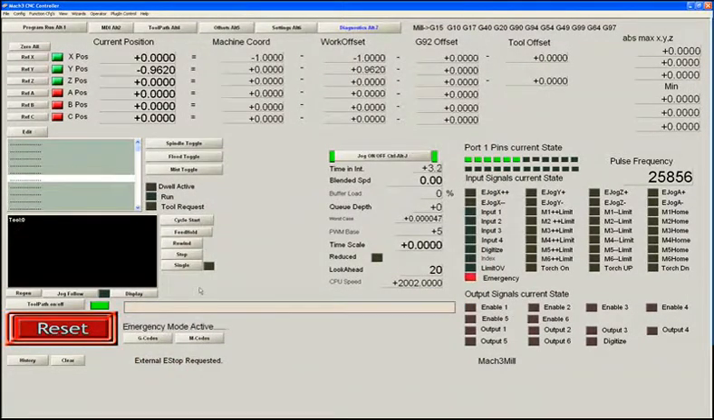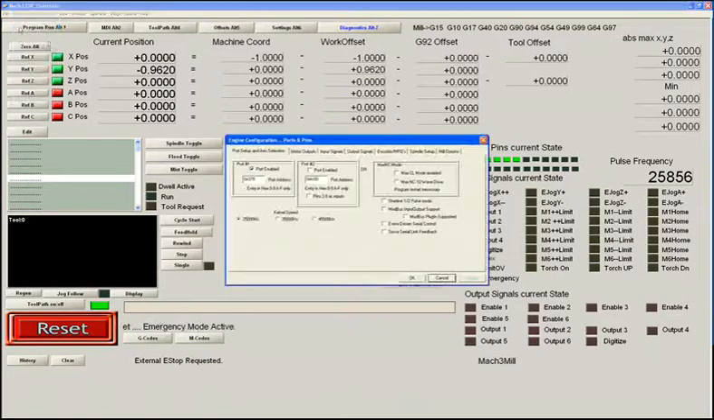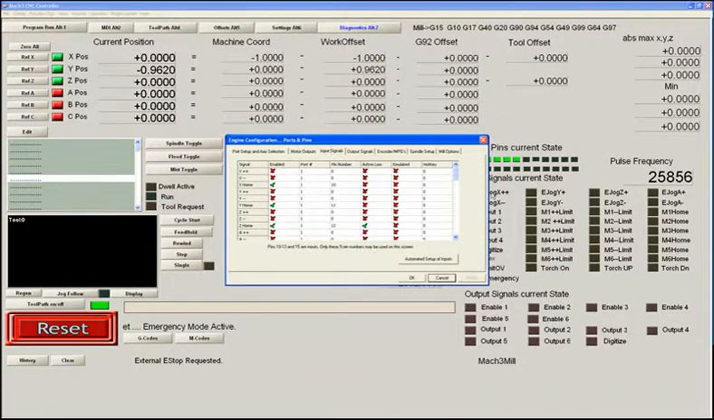Now, I cannot reset my reset button. It says external e-stop requested. If I look in the LEDs, the emergency light is flashing. That emergency light should only flash when an emergency is being called for. If it's flashing and there is no emergency, then you simply need to go to ports and pins, input signals, slide down to the E-stop switch, and reverse the active low.